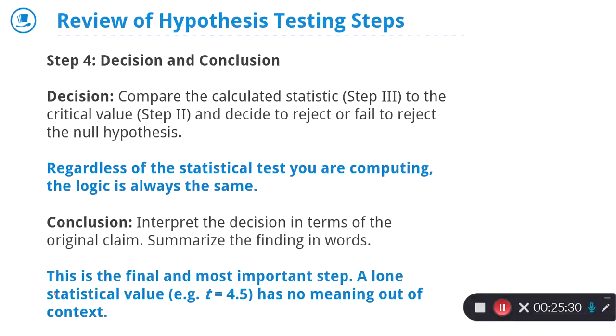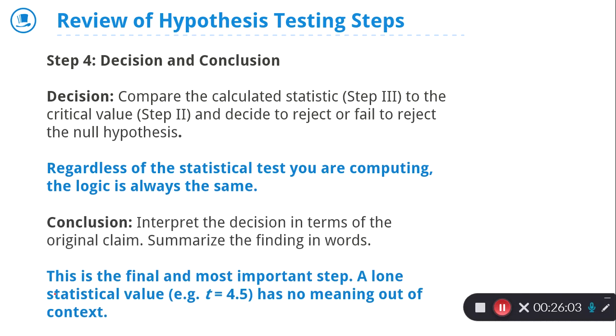The fourth step is the decision and the conclusion. So the decision means comparing the calculated statistic, the z or t we obtain in step 3, back to the critical value from step 2, and we decide to reject or fail to reject. No matter whether it's a t or a z, the logic is always the same. If it's in the rejection region, if it exceeds, more extreme than the critical value, then we reject H0.